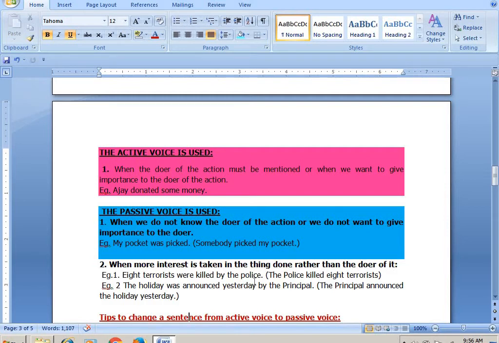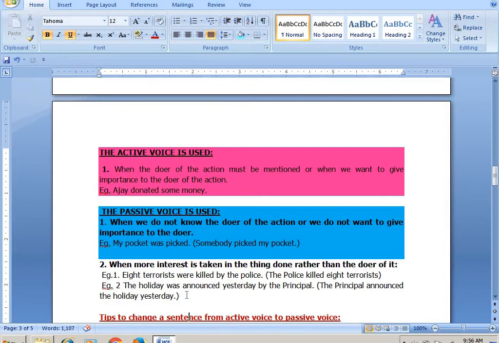I am going to give you some tips for it also, but just before that, the police killed 8 terrorists. The police killed 8 terrorists is in active voice. The action has been done by the police. On whom the action has been done? The action has been done on the terrorists. And what is the action that has been done? They have been killed. Then example 2.